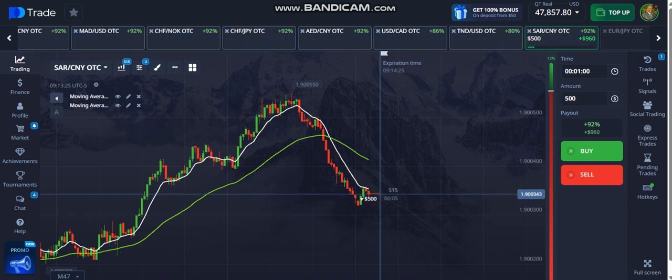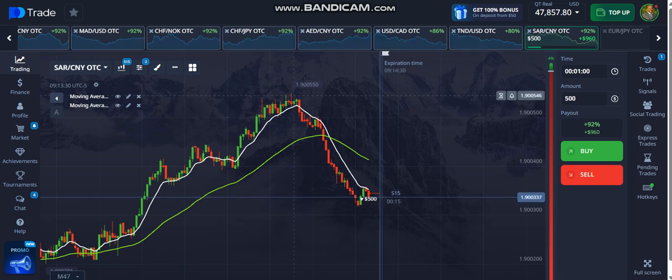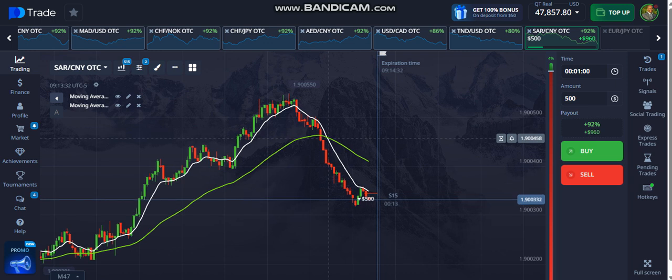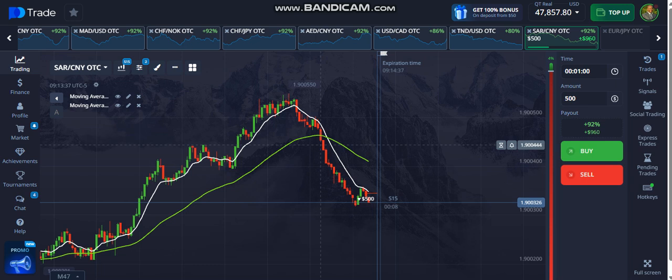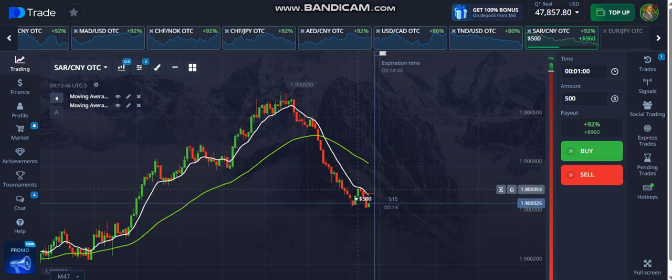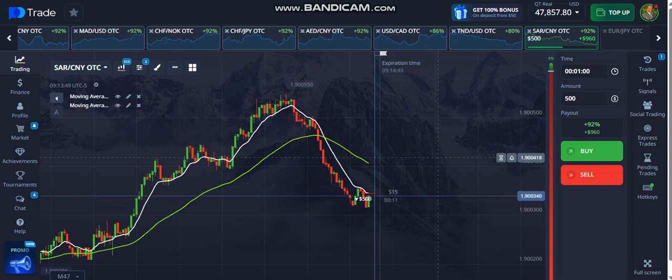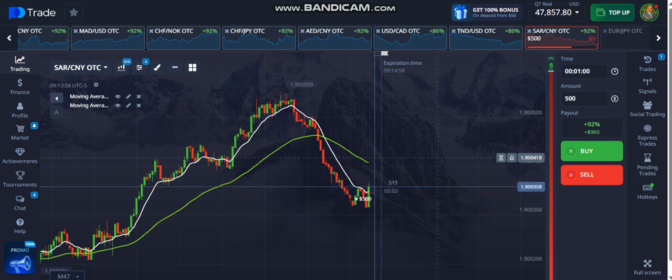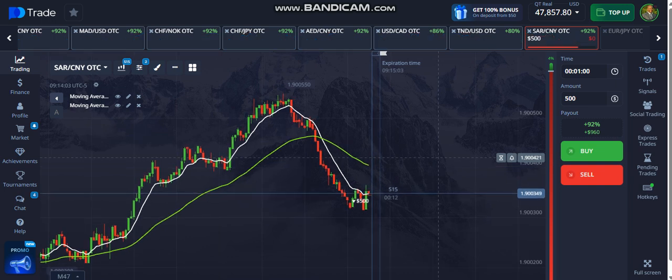Okay, so I'm on the SAR CNY OTC pair. As you see here, nice crossover of the 10 EMA with the 50 EMA, bearish candles pushing downward. And then I waited for the retracement of the price back to the 10 EMA line. And as soon as that price hit that 10 EMA line, I took a put trade or a sell trade. All right, so let's watch this and wait for the expiry.